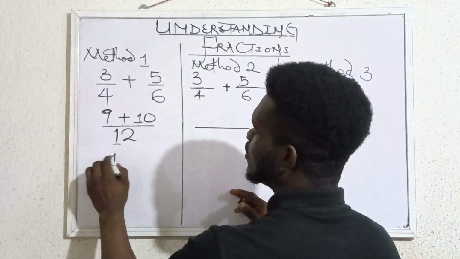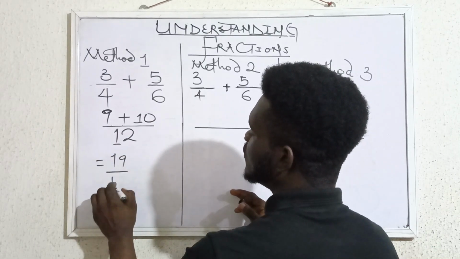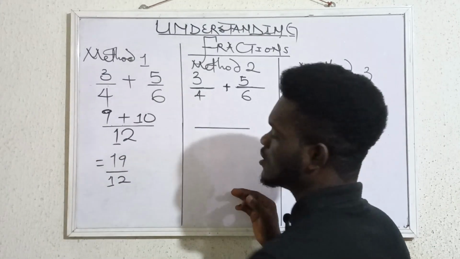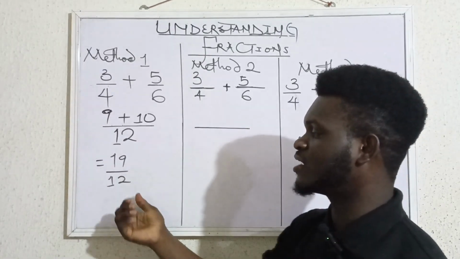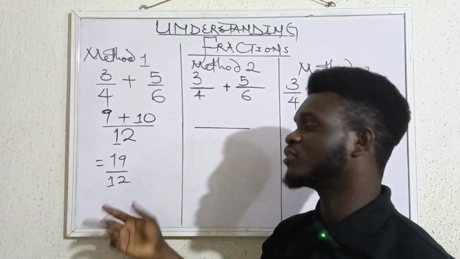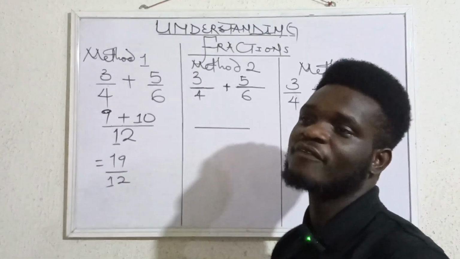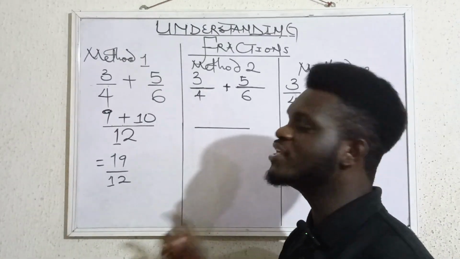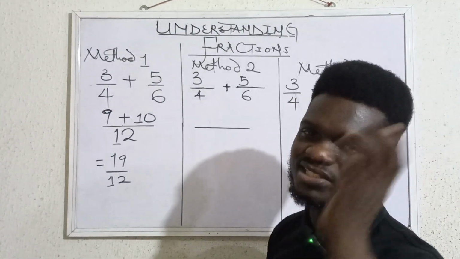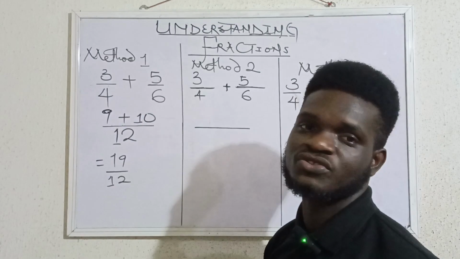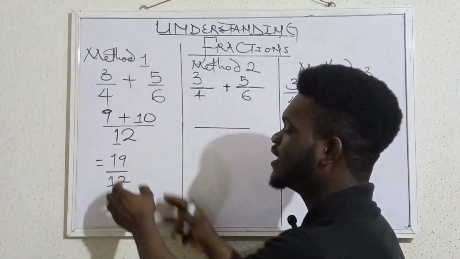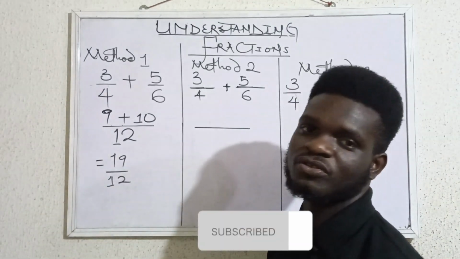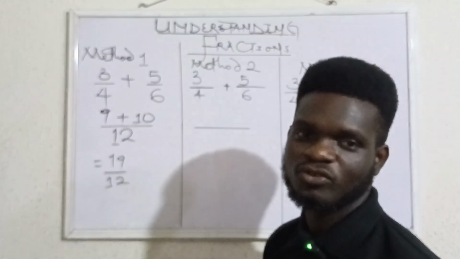So 9 plus 10, you have 19, all divided by 12. Now, if you see this, like I earlier explained, this is an example of an improper fraction because you can see 12 is less than 19. So we have to convert it because, I think for exam purposes, it is not advisable to leave questions in improper fraction. It is not advised. So we have to convert it to proper fraction.